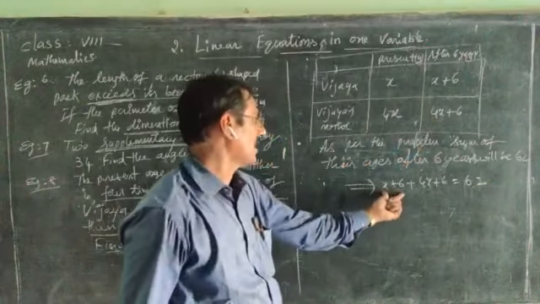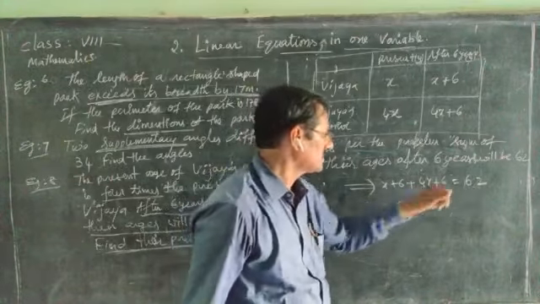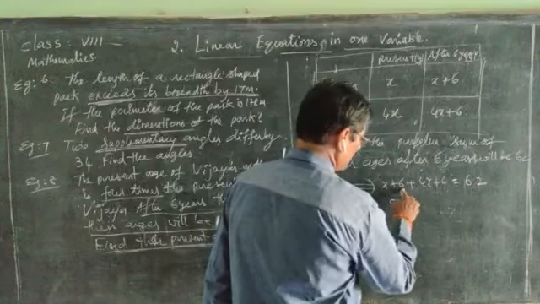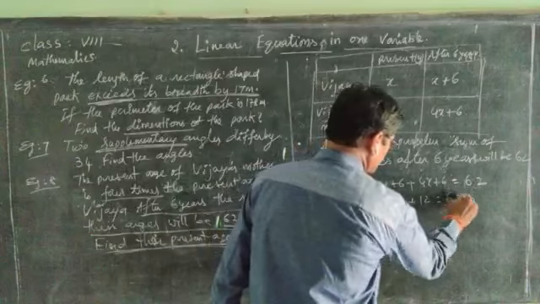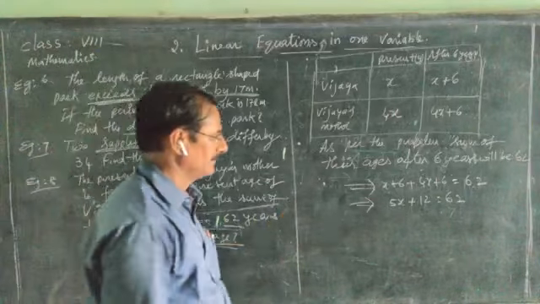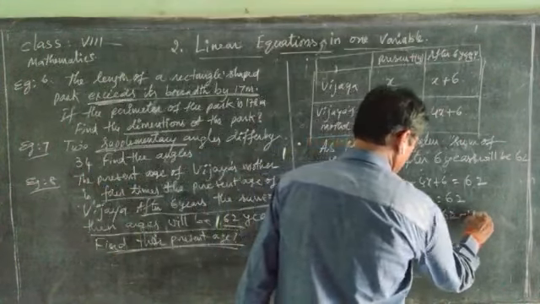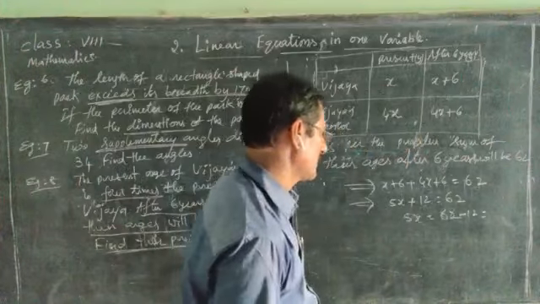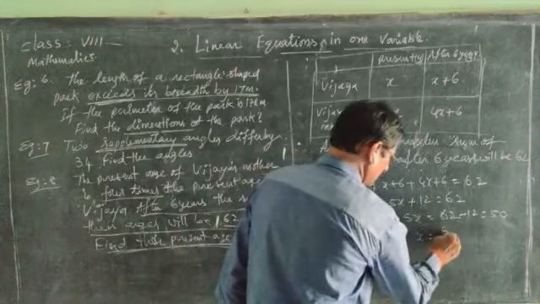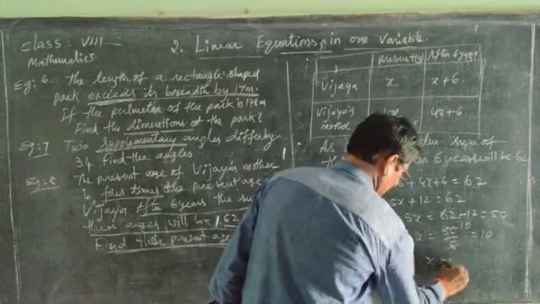This is the age of Vijaya after 6 years, this is the age of her mother after 6 years. Sum of them equals 62. Now simplify it. x plus 4x is 5x, 6 plus 6 is 12, equals 62. Now we have changed it into a simple equation. Now solve it. 5x equals 62, send this 12 to the other side, minus 12. How much? 0, 5, 50. Then x equals 50 by 5. 5 tens, 10. x equals 10.